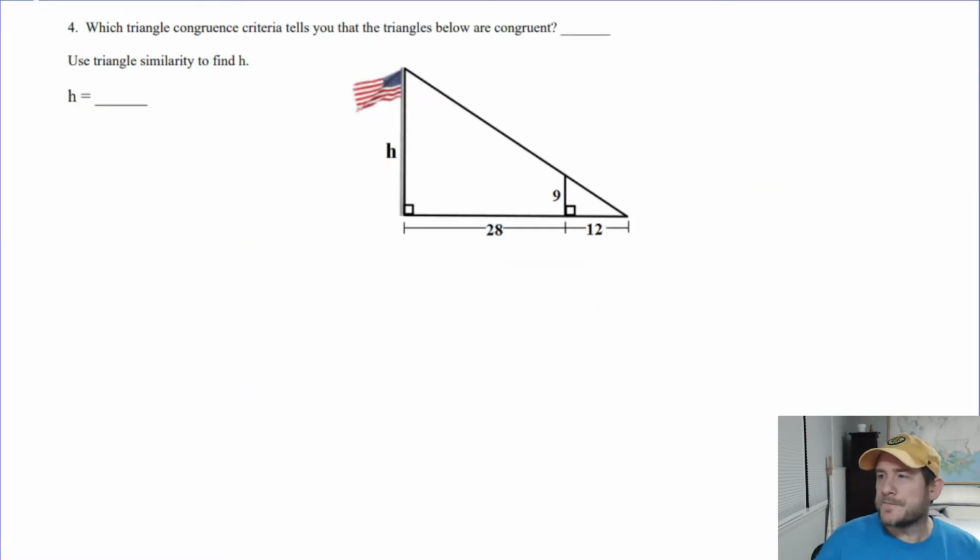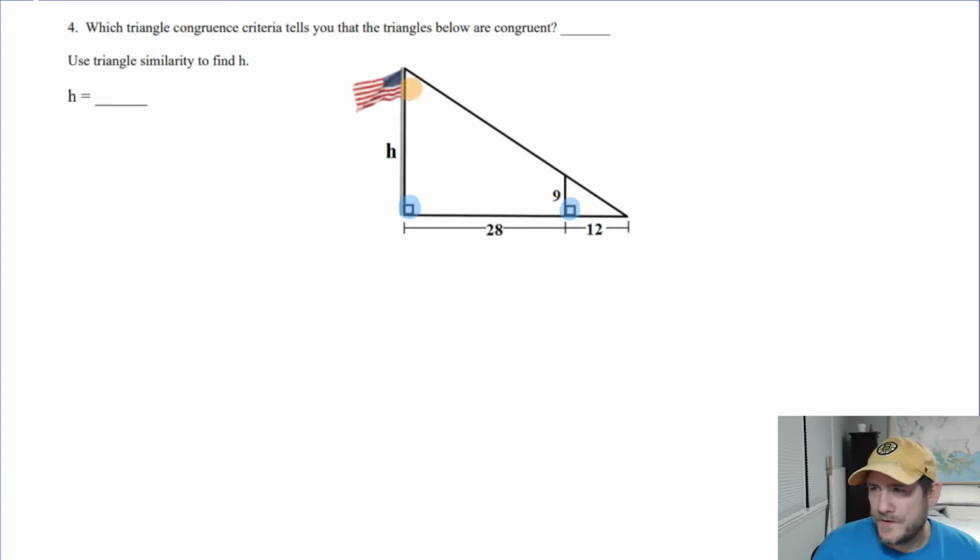Number 4. Here's one of those word problems like the ones we were doing before. It says, which triangle congruence criteria tells you that the triangles below are congruent? Well, let's see. I'm going to go ahead and assume that, what even is this, 9? I don't know. This is not a great word problem. Normally you're trying to find the height of the flagpole or something and you're using something else, but whatever. So the flagpole forms a 90-degree angle with the ground. Whatever this is forms a 90-degree angle with the ground. So that gives me a pair of congruent angles.